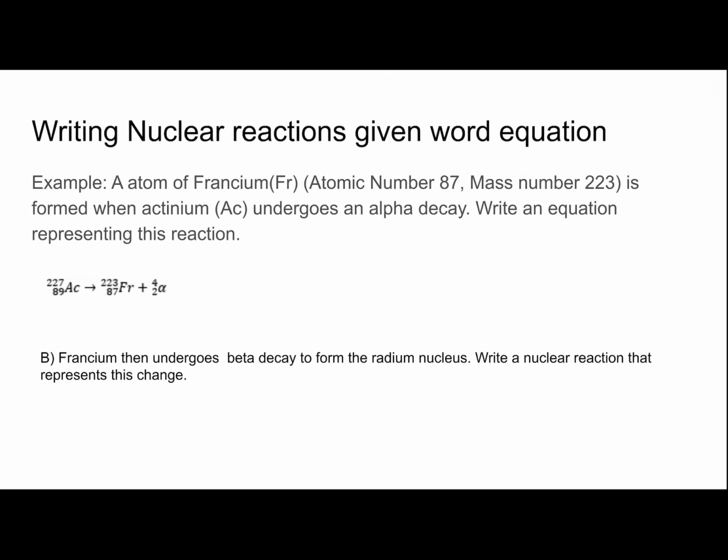Part B, francium undergoes a beta decay to form the radium nucleus. Write a nuclear reaction that represents this change. So I want you to give this question a go, and when you're ready, keep watching the video to find out the answer.